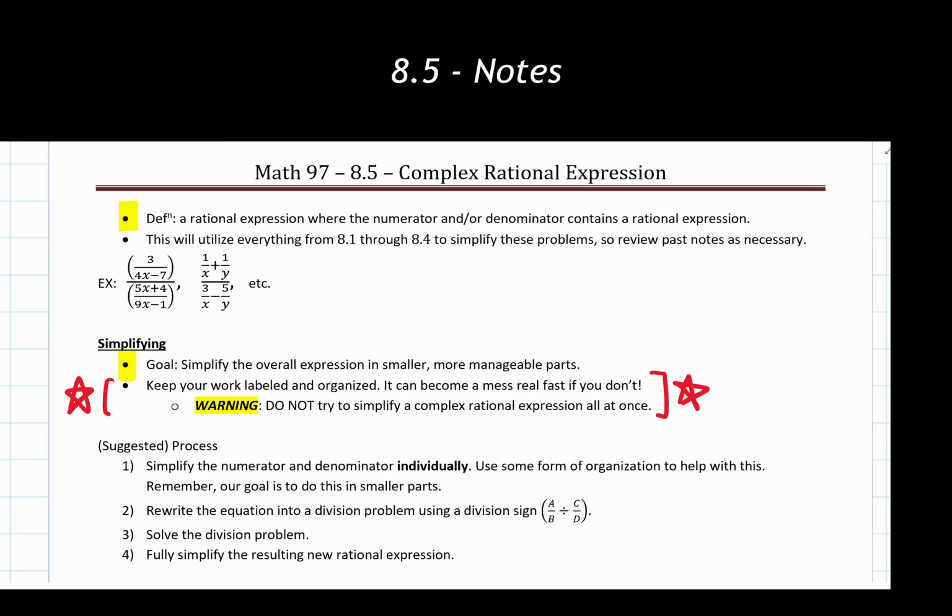And the general warning, again, is do not try to simplify these complex rational expressions all at once. A lot of people attempt to do that, and it just doesn't seem to end well. We're going to notice that these have a lot going on with them, and if you try to do all of that at once, it just makes these a lot more difficult and a lot more painful than they might actually need to be.